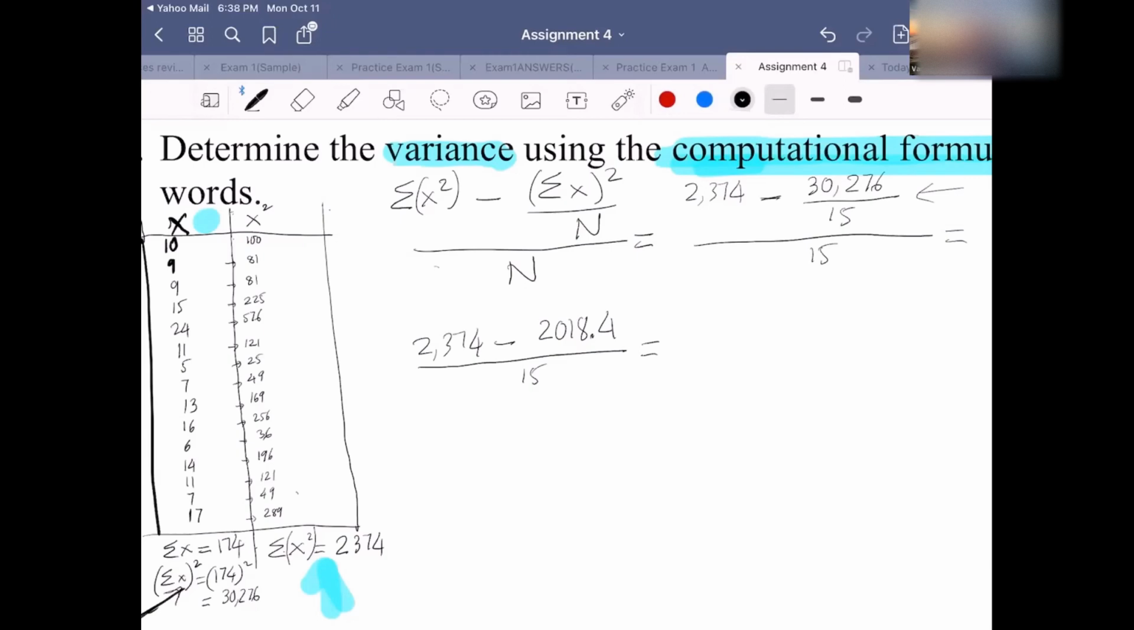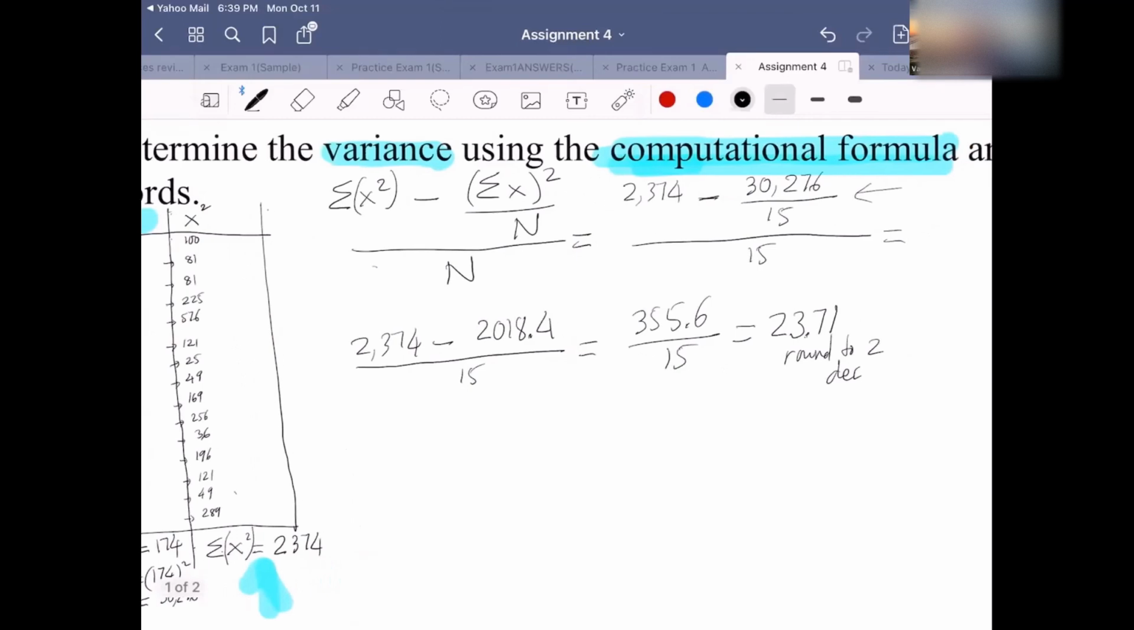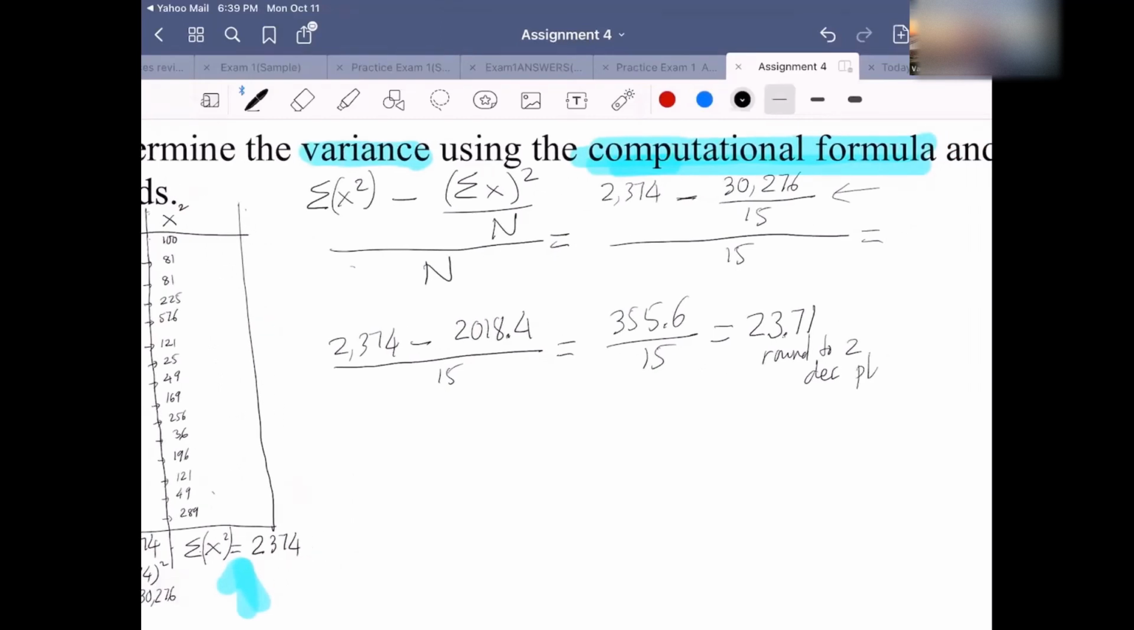So you subtract first, everyone, 355.6 divided by 15. And then you will get 23.71. Yeah, so Vanessa, you got it. You always round to 2 decimal places, okay? Usually, if they don't ask you to round to a different decimal place, then always round to 2, okay? All right, so this is the variance, everyone.